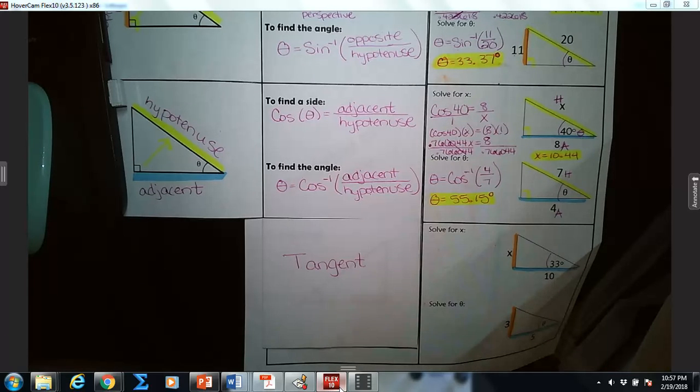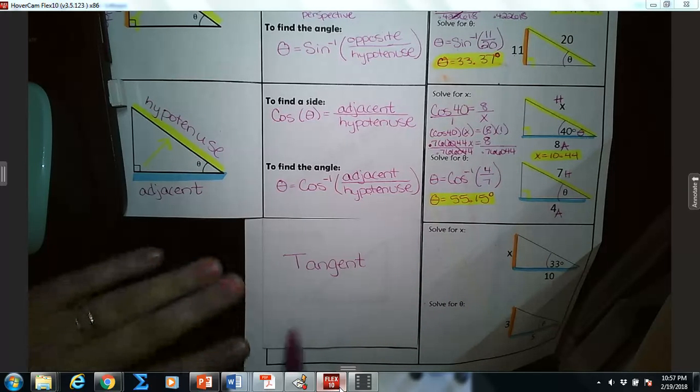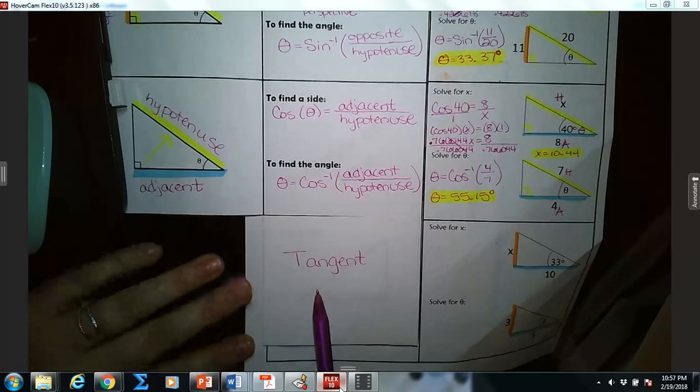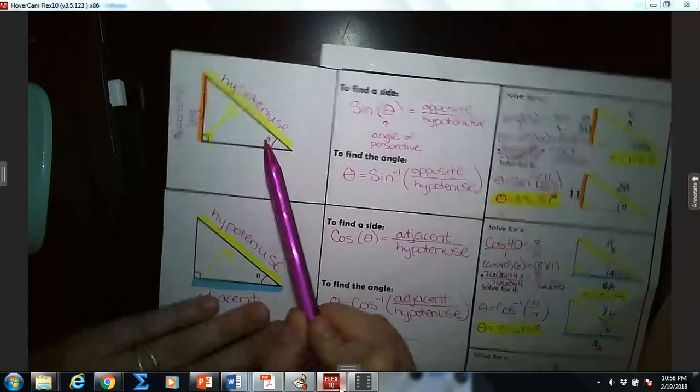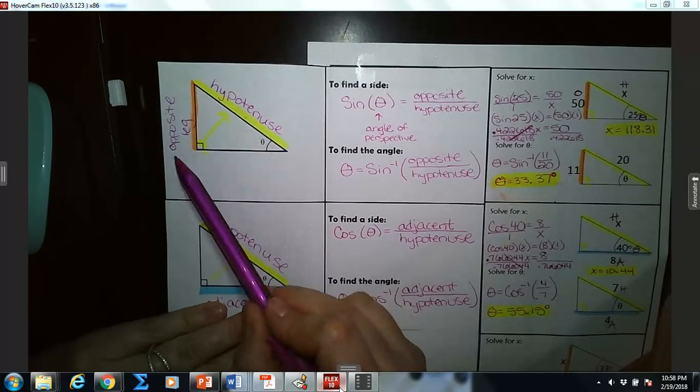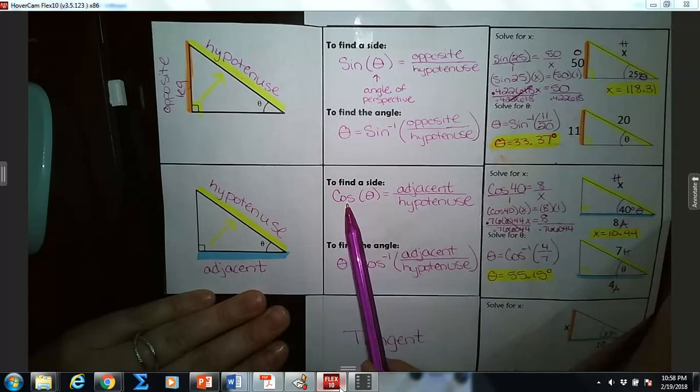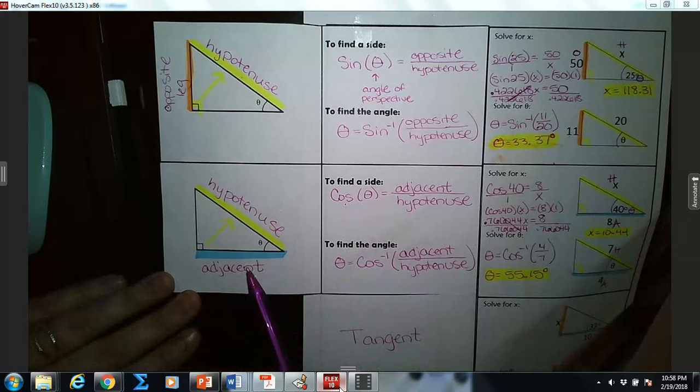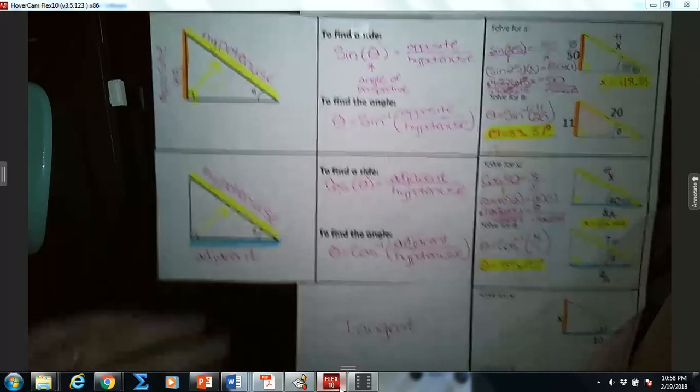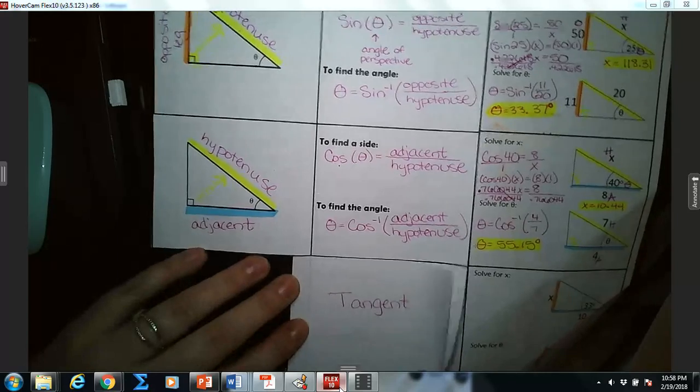Maybe it's starting to feel a little bit better by now. I'm sure it still feels pretty new. We only have one function left to go, and it's tangent. So let's recap one more time. Start from the top again. We're using sine when we're using the opposite leg and the hypotenuse. We're using cosine when we're given the adjacent leg and the hypotenuse. So the only other combination is if we're not given the hypotenuse at all.